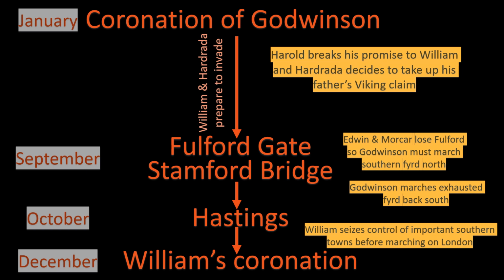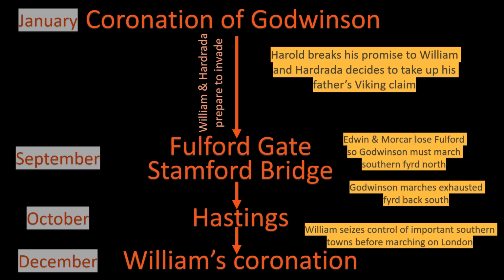Unfortunately, the two northern earls, Edwin and Morcar, commanders of the northern third, are defeated at Fulford Gate, and so Godwinson must abandon his guard of the southern coast and march north. This meant that his men were exhausted following their victory at Stamford Bridge, which has a direct impact on the Battle of Hastings in October. This results in the breakup of the Saxon shield wall.